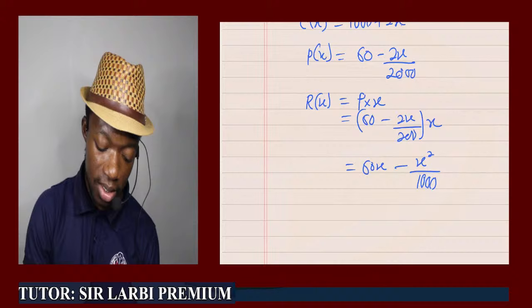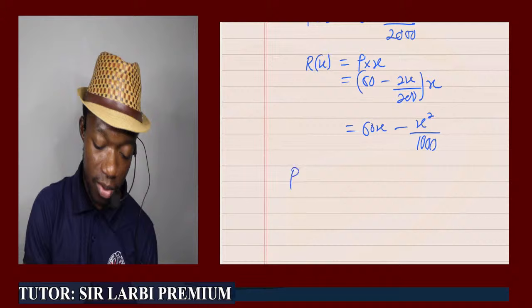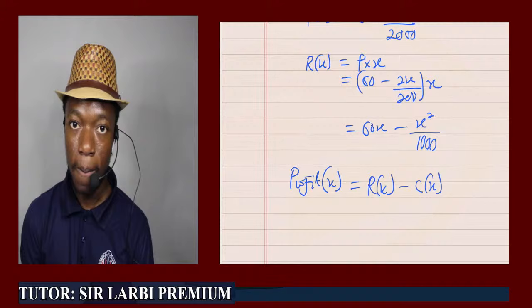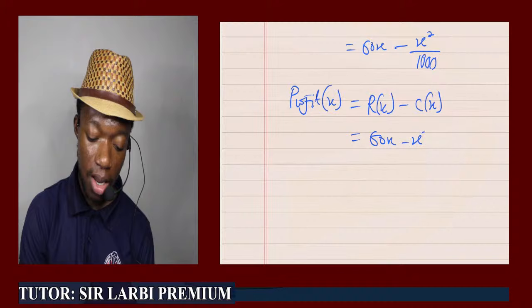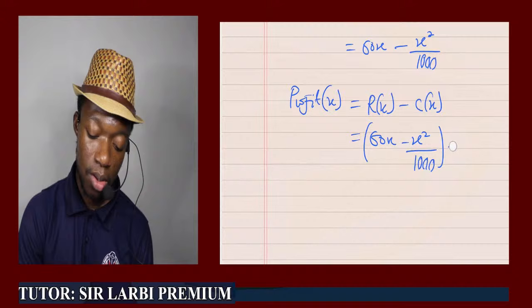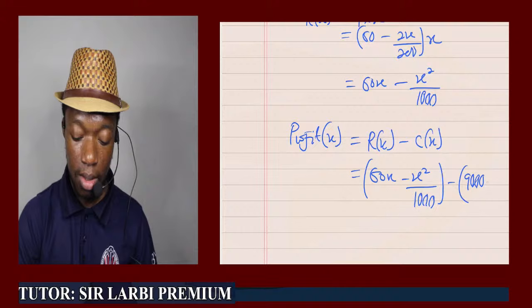So we can say that our profit function, let me write it as P of x so that we differentiate it from the price function, should be equal to my revenue function compared with my cost function. My cost is 9000 plus 2x. Revenue is 60x minus x squared over 1000, compared to our cost, which is 9000 plus 2x.